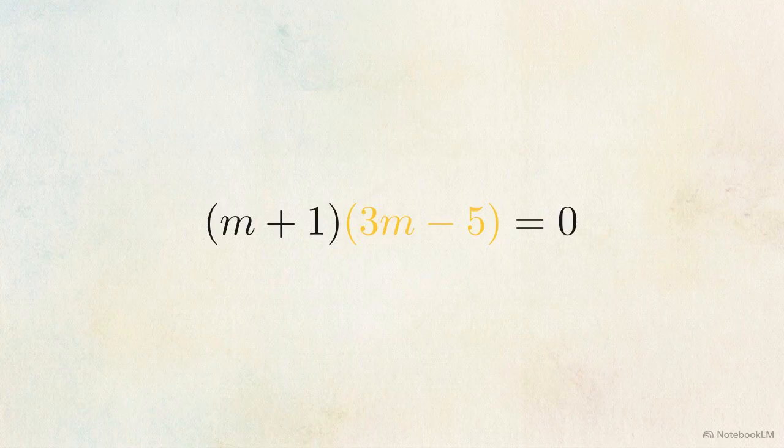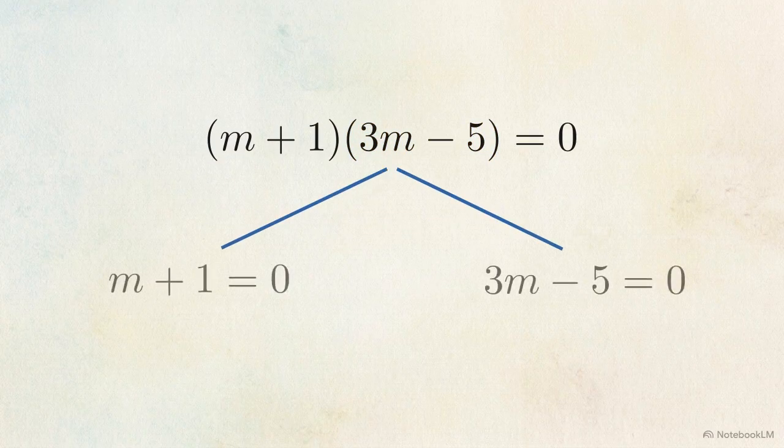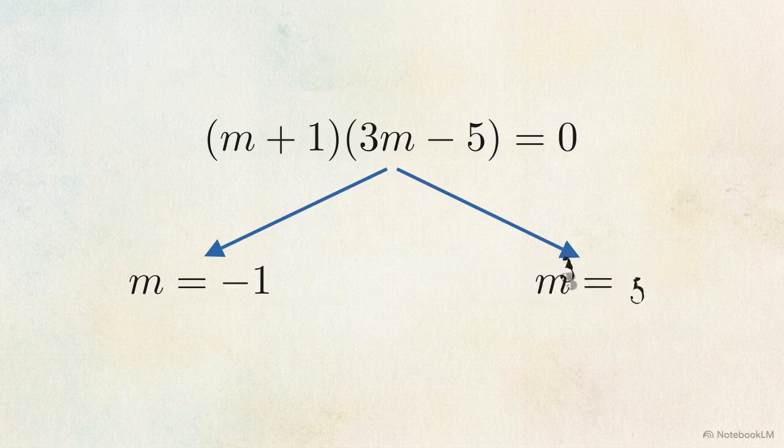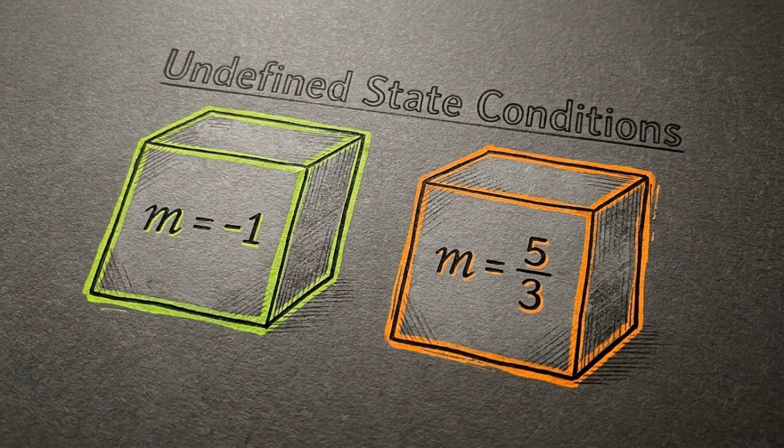According to the zero product property, if these 2 brackets multiply to 0, then at least one of the individual brackets must be 0. Solving the first pathway, we subtract 1 from both sides to find that m equals -1. For the second pathway, we add 5 to both sides and divide by 3. This gives us m equals 5 over 3. These specific values cause the denominator to become 0, satisfying the condition for an undefined expression.